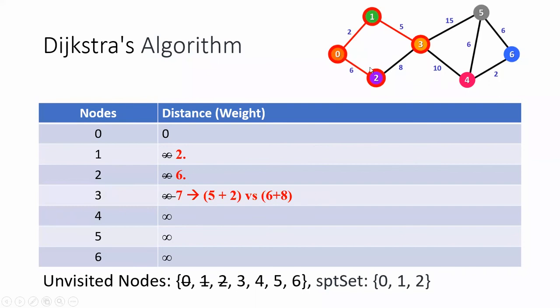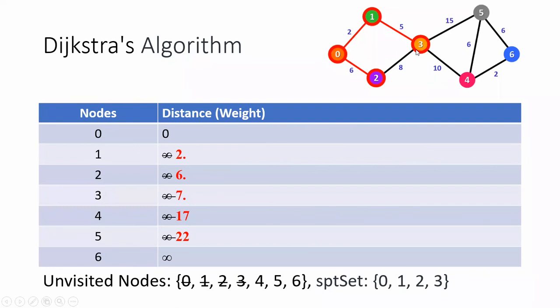Because 0, 2 to 3 and 0, 1 to 3, both can reach 3. So of course, we need to choose the shortest one, right? So that's why we choose the one that's 0 to 1 and 1 to 3, which is 7. Because from 0 to 2, 2 to 3, the distance is 14, which is actually longer compared to 7. So that's why we choose 0 to 1, then 3 over here.